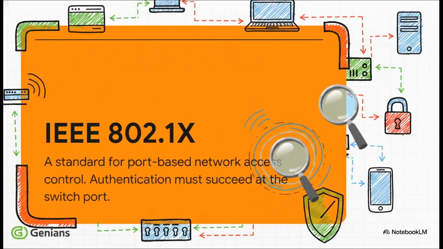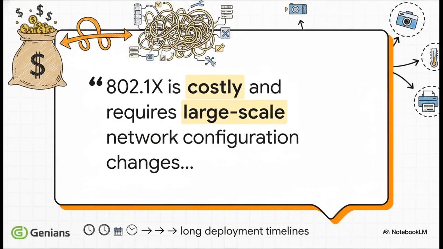So that standard is IEEE 802.1x. It's designed for what's called port-based control. That means a device has to authenticate itself directly at the network switch or the wireless access point before it's allowed to send even a single packet. And in theory, that sounds like the most secure model you could have. But the operational reality? It's a whole different story.